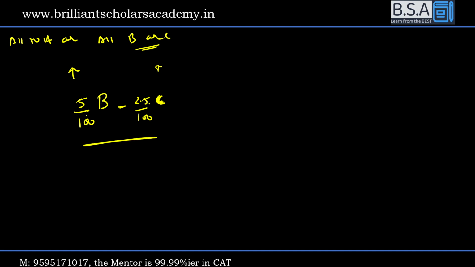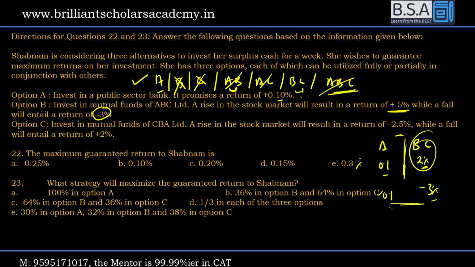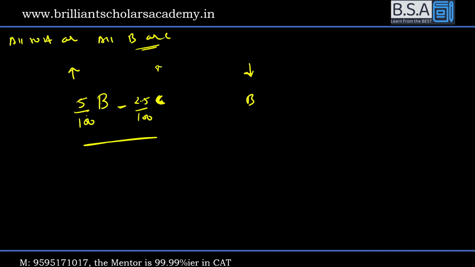But if the market goes down, you have put money in B. Look at this. You will gain or lose money here? Lose money. How much will you lose? 3%. Lose means negative, the market has gone down. You have put C rupees in the third scheme. You will gain or lose?